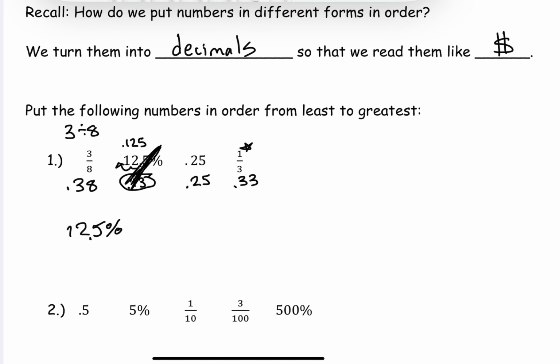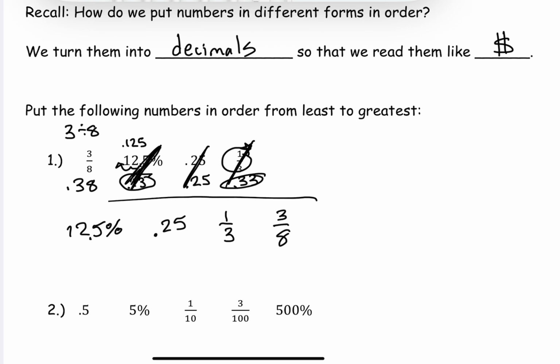Now I have 25 cents, 33 cents, 38 cents. 25 cents comes next, and it was actually 0.25, so that's how I'm going to write it. Then I have 33 cents and 38 cents, so 33 cents is next, but that was actually 1/3, so I'm going to write the 1/3. So I'm writing them in their true forms that they were given to me in, and then the 3/8 comes last. So that's my answer.